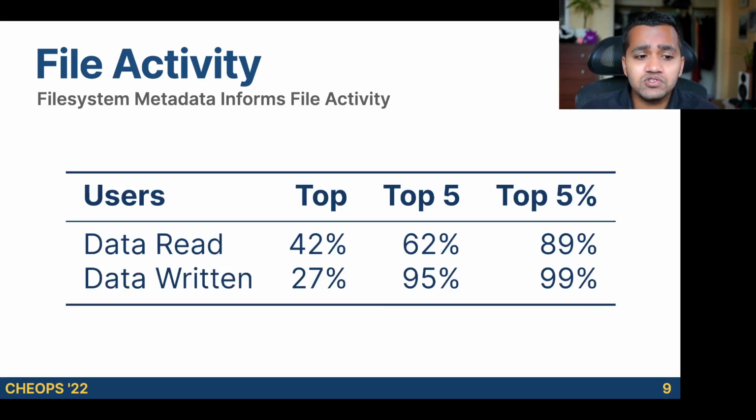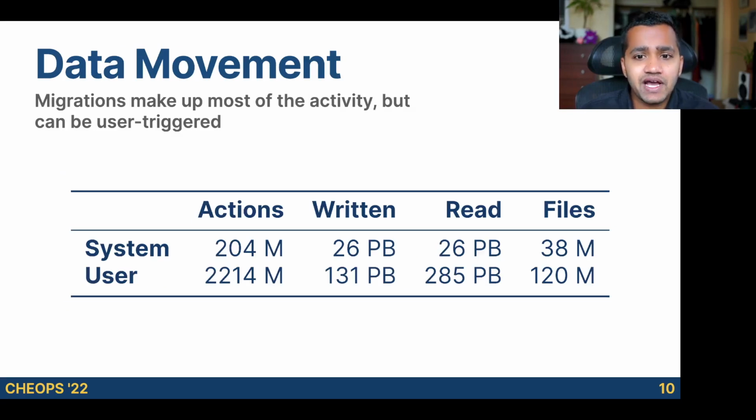You will see that almost all the data written is by the top 5% of the 1800 accounts that we observe. For reads, it's about 90%. Further, we divide these accounts into system accounts that are automated and user accounts that are user triggered. And we see that, unlike other systems, data movement still makes up a lot of the activity, but now it's a lot more user triggered rather than automated. You will see that user actions are almost 10 times the total actions performed by automated systems. They write much more data and read much more data than systems as well.